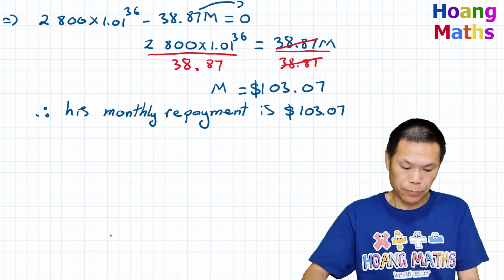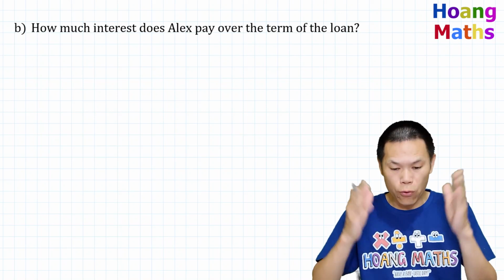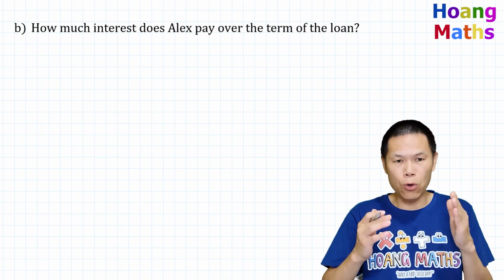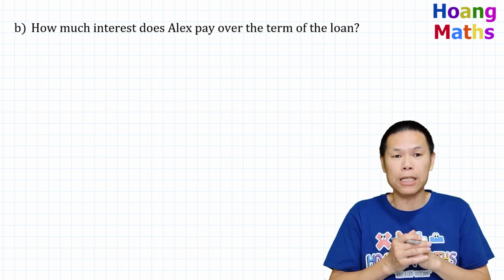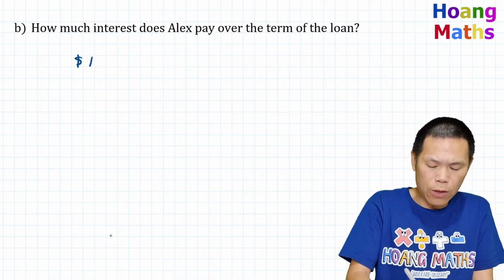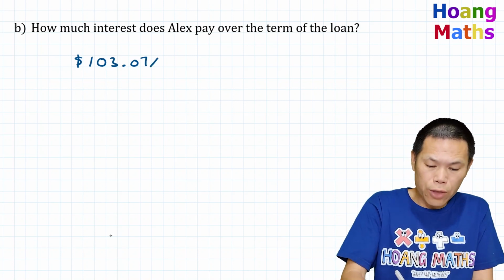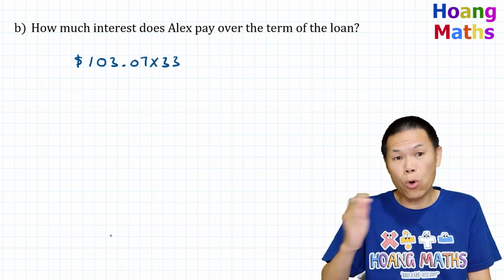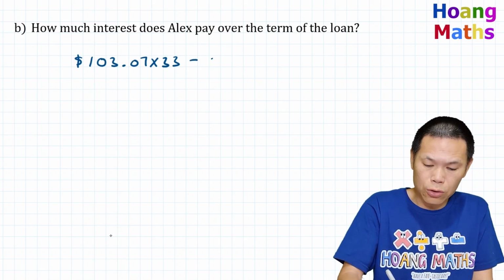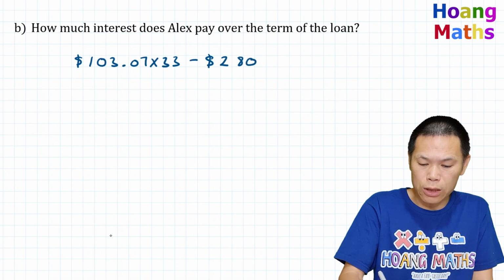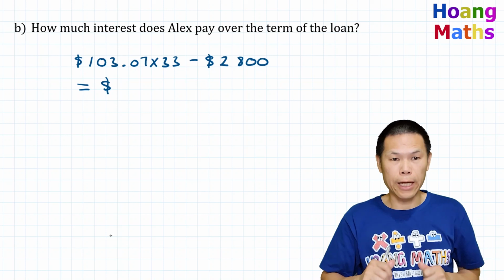So there you go. Part B. How much interest does Alex pay over the term of the loan? So first of all, we need to know how much is paid altogether, and then we minus the amount of money that Alex borrowed. So he paid $103.07 each month for 33 months. So that's how much is paid altogether. And then we minus the amount of money that he borrowed, $2,800.